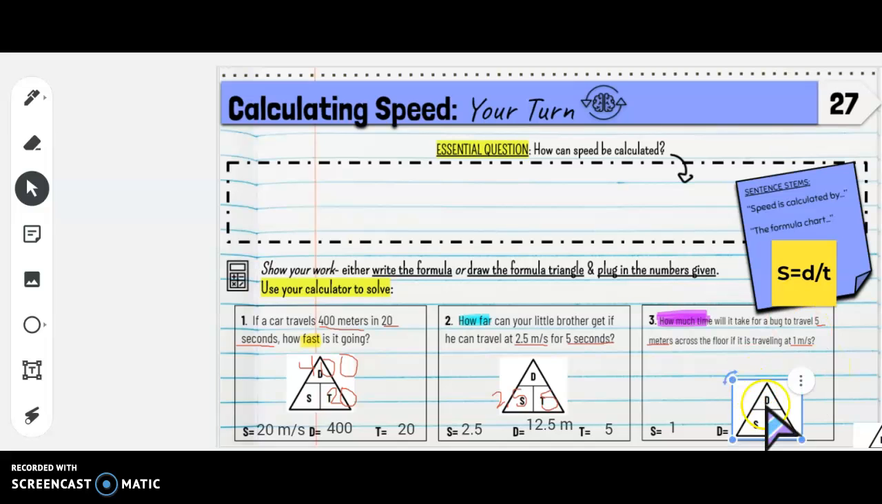So I will take my formula triangle and plug in what I know. S equals 1, D equals 5, and now I can solve for T. I have D over S. So 5 divided by 1, which gives me 5. And our unit for time here is seconds.